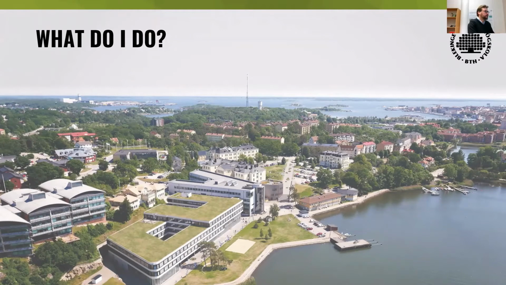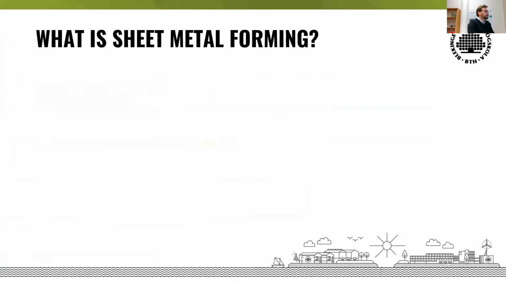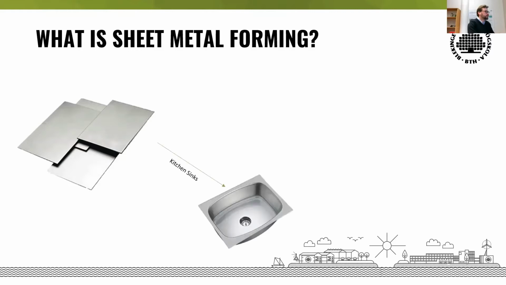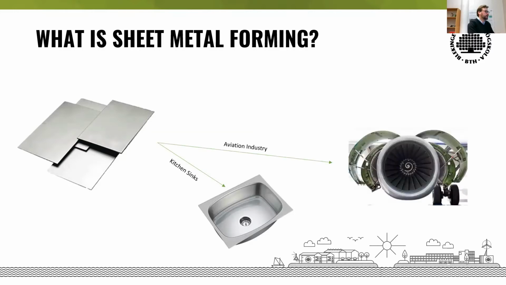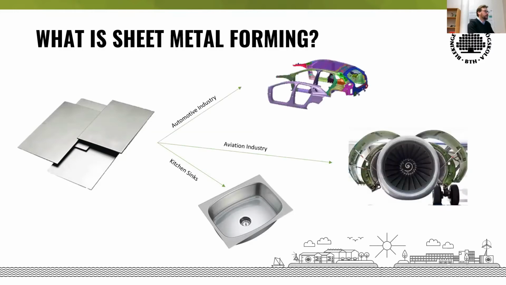In order to answer that question, we need to take a step back and look at what sheet metal forming is. Sheet metal forming is the process of converting thin pieces of sheet metal, no more than 2.5 millimeters thick, into everyday household objects. These can be everything from a simple structure like a kitchen sink to more complex geometries like those found in the aviation industry and especially in the automotive industry.